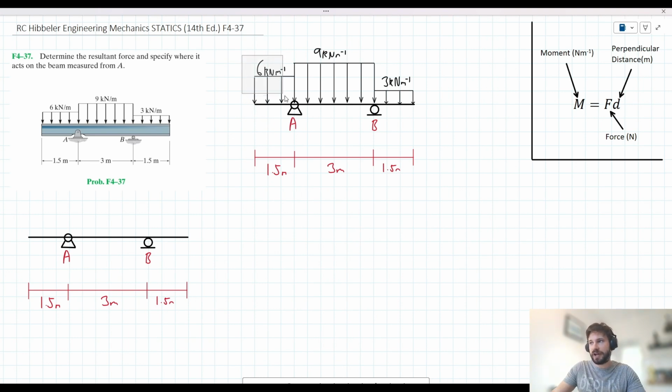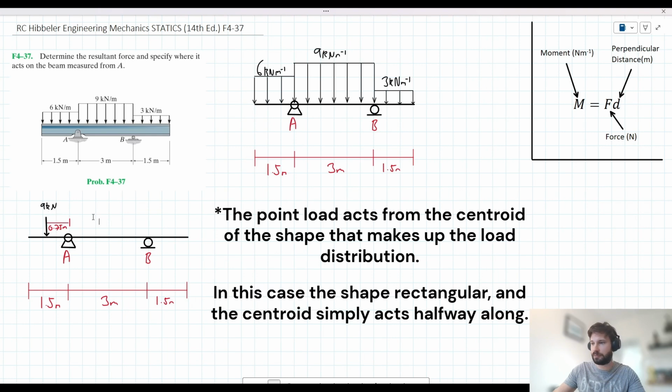So we can convert this 6 kilonewton per meter load into a point load on our diagram down here. Since it's 6 kilonewtons per meter and it acts over 1.5 meters, by inspection, we know that we have a point load of 9 kilonewtons acting down to the left of A. Okay, so let's just add that to our diagram in the bottom left here. And just to be extra clear, I've added that this point load is acting 0.75 meters from A.